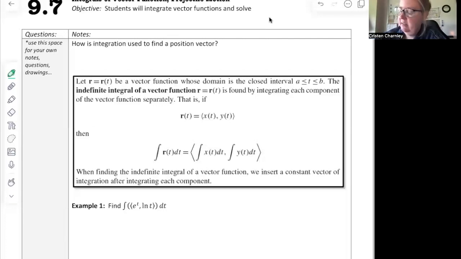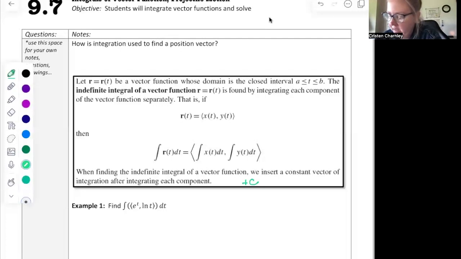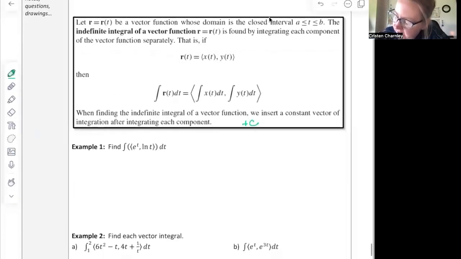That's a lot of words for plus c, right? When we integrate, we need a plus c. So example 1, let's find the integral of e to the t, ln of t. So we're going to integrate each piece separately. So we would integrate e to the t dt. That's your x component. And then for your y component, we'll integrate natural log of t dt. So these are two separate things.